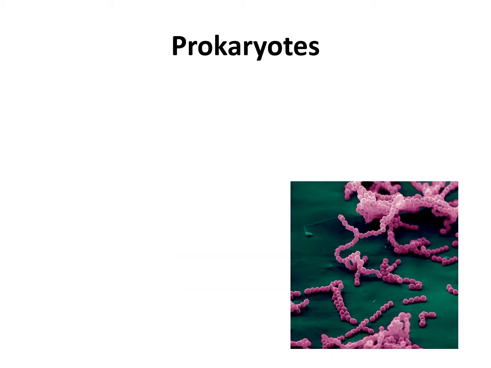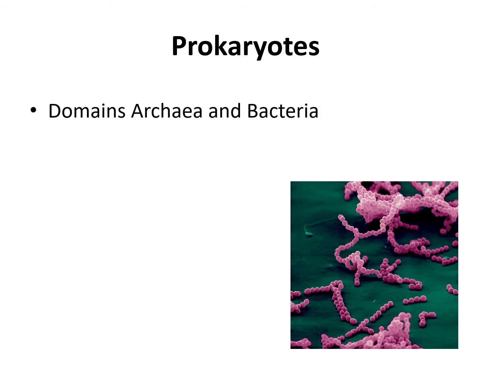There are two types of cells found on Earth, the prokaryotes and the eukaryotes. First I will go through the prokaryotes. There are two different subtypes of prokaryotes, the archaea and the bacteria. Prokaryotic cells are very, very small. They are between 2 and 8 micrometers in length.